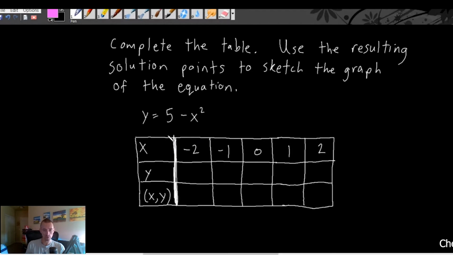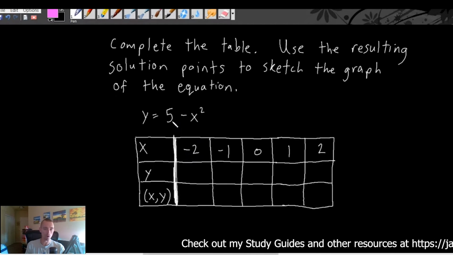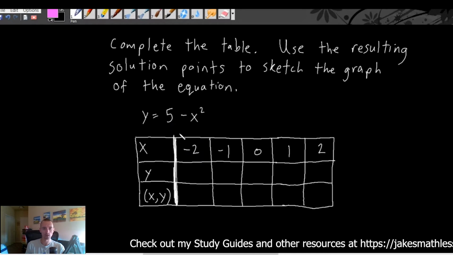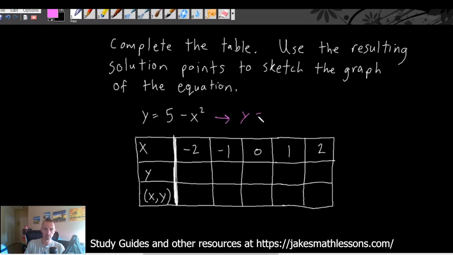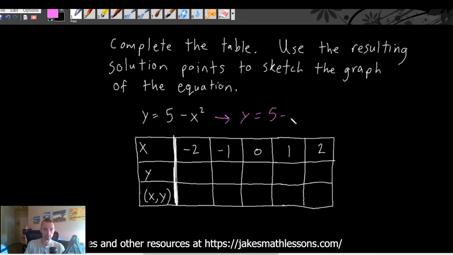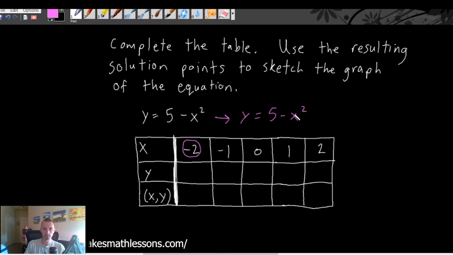To do that, we need to go to our equation and replace all of our x's with whatever number is in our x row here, and figure out what y value we get out of our equation from doing that. So first of all, if we go to our equation here, y equals 5 minus x squared. If we plug in -2, that basically just means we're replacing all of our x's. In this case, we only have one. We're replacing it with -2.